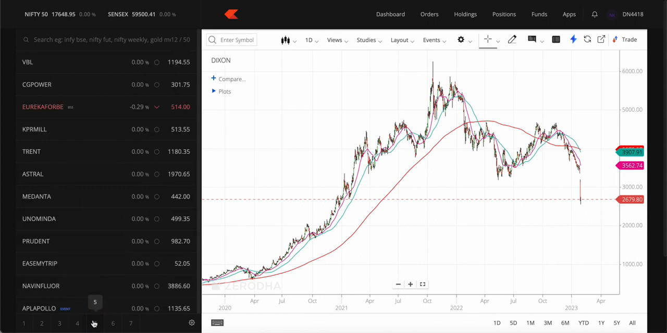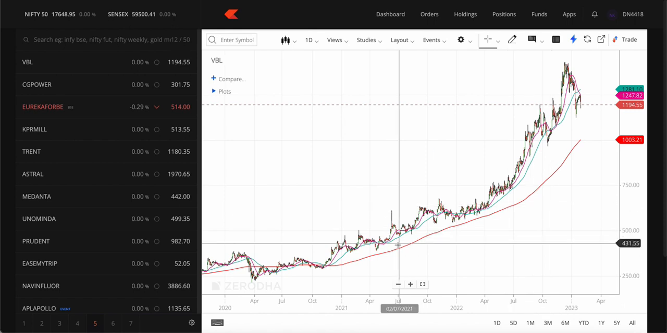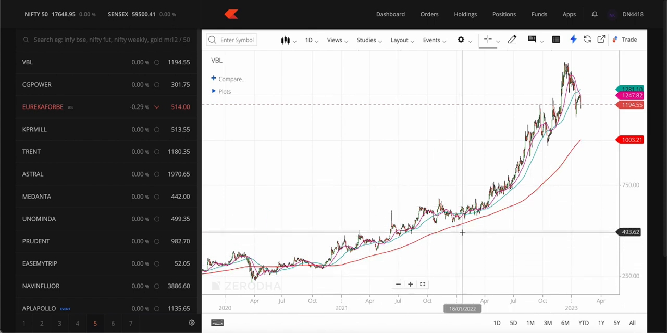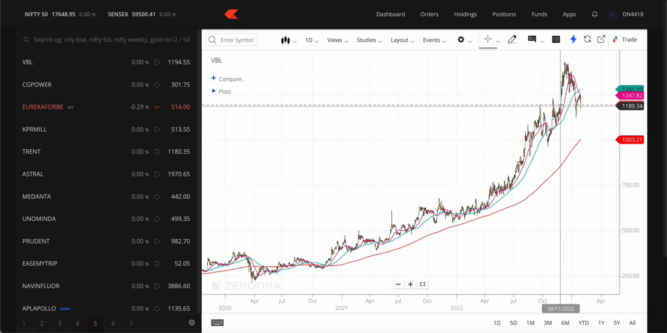So next we will see about the good trending stocks also. This is Varun Beverages. This is a consistent compounder for long term actually. So this stock has maintained the uptrend here. It takes multiple supports at the 50-day moving average and keeps on going up.